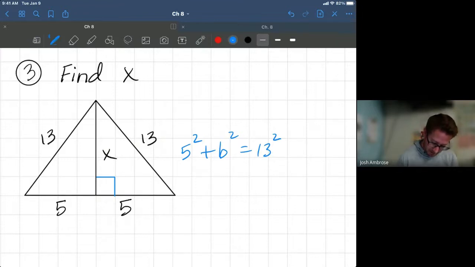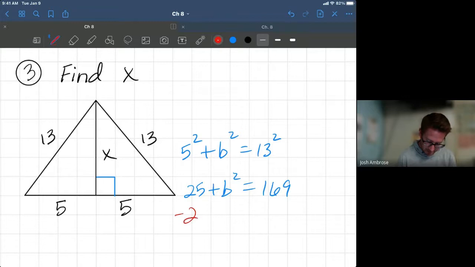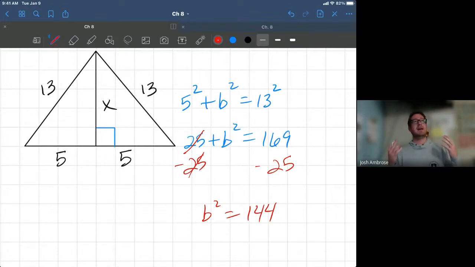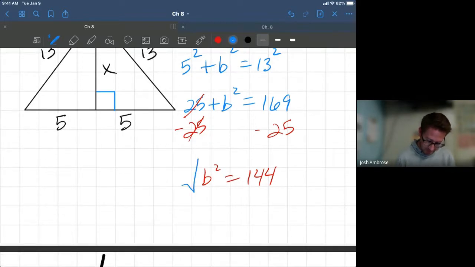Okay, so now we have 5 squared is 25 plus b squared equals 13 squared, which is 169. Then we need to subtract 25 from both sides, so these guys will cross out. B squared equals 144. And again, I have to make sure you understand how important it is to really remember your perfect roots from 1 to 20. It's just going to make these types of problems easier so that you can quickly know these are perfect roots. 144 works out perfectly. Take the square root.